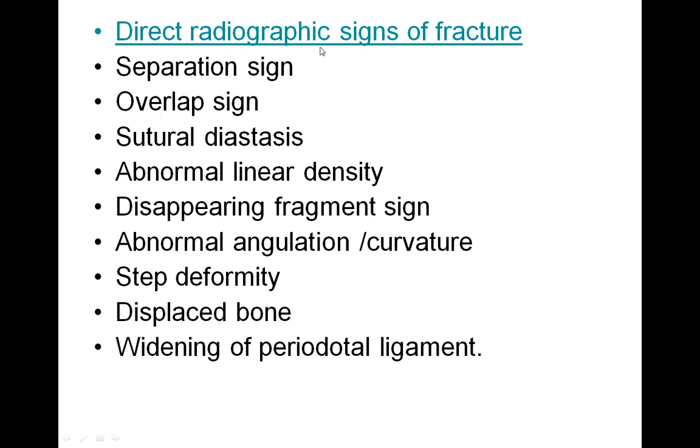What are the direct radiographic signs of fracture? There is a separation sign, overlapping, sutural diastasis, abnormal linear density, disappearing fragment, a step deformity, or widening of the periodontal ligament.